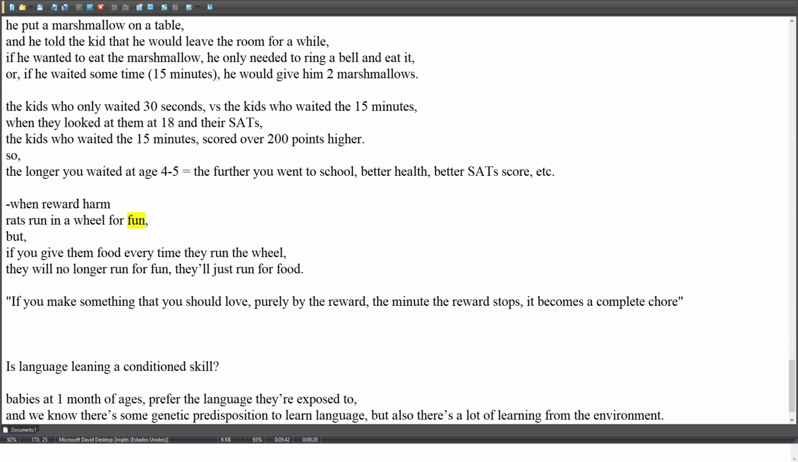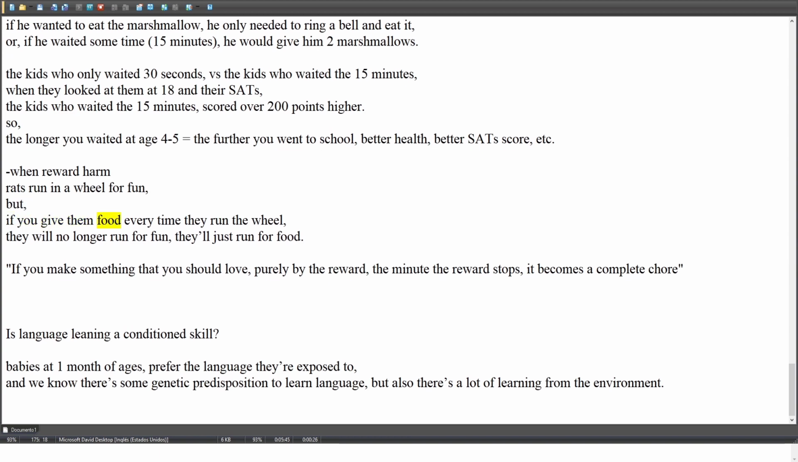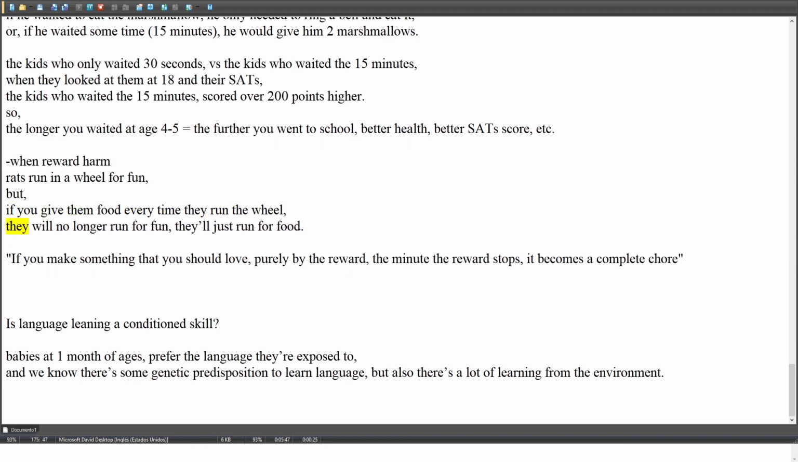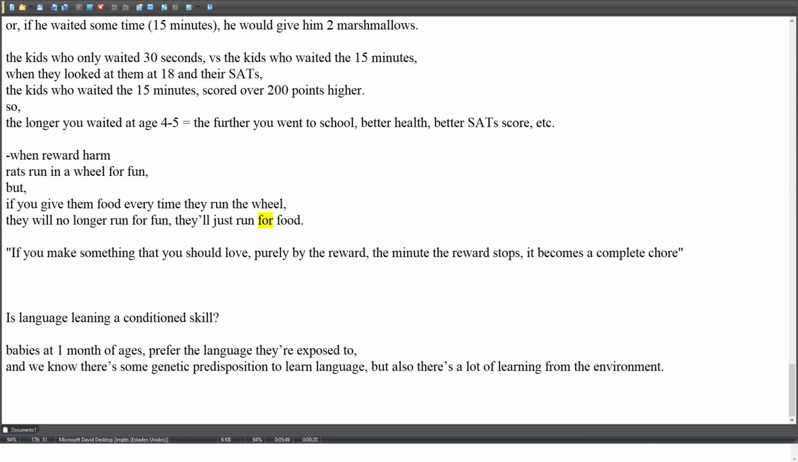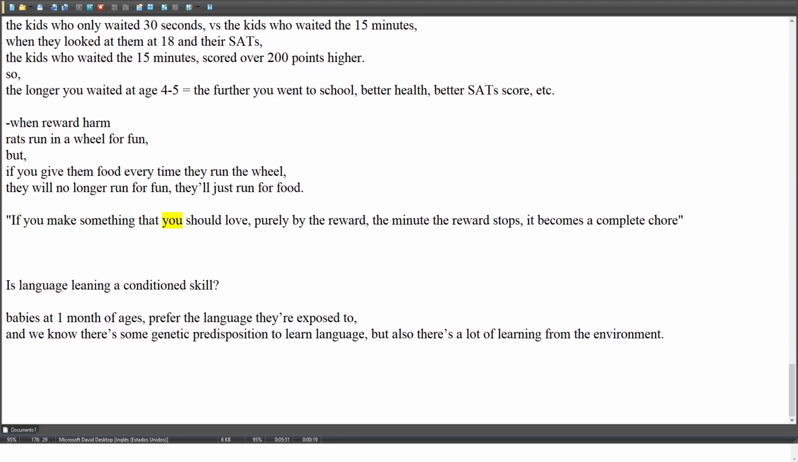When reward harms. Rats run in a wheel for fun. But, if you give them food every time they run the wheel, they will no longer run for fun, they'll just run for food. If you make something that you should love purely about the reward, the minute the reward stops, it becomes a complete chore.